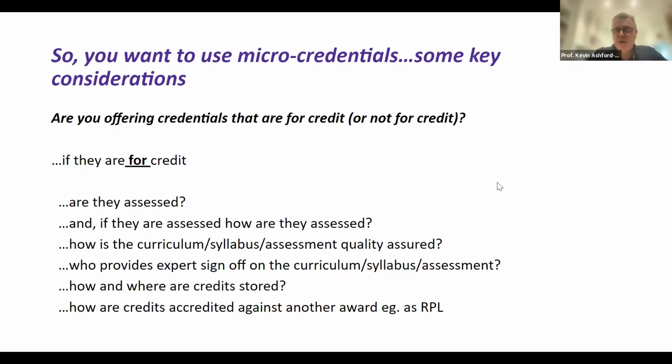And then how and where is the credit stored, and how are credits accredited against other awards when individuals want to stack them and claim them against other awards, particularly as that moves through various sectors of the education and training system? Next slide, please, Margot.